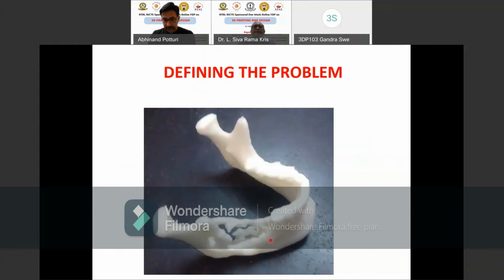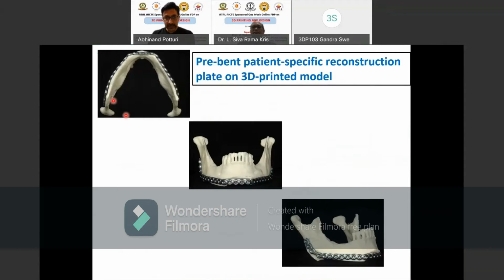This is how the problem is defined. This is how we print. This is the tumor in the patient. We resect it. We reconstruct using a plate. So you can see here how the plate is bent. This is the part of the jaw which is replicated by using a normal mirror imaging procedure.